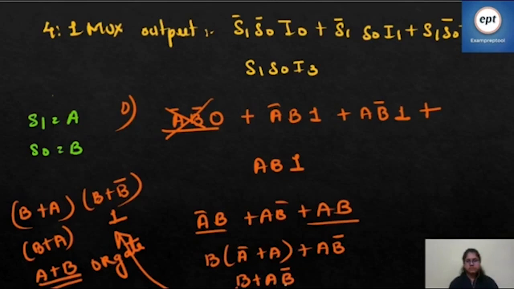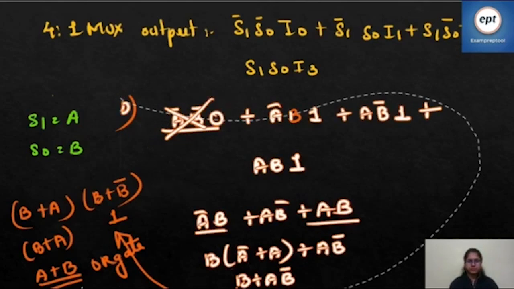So this is the distributive property. Let me write how the distributive property is. So let's erase this first and I will discuss the distributive property.